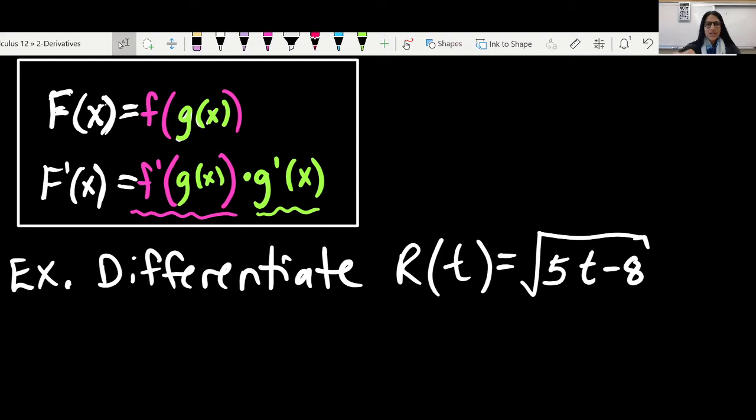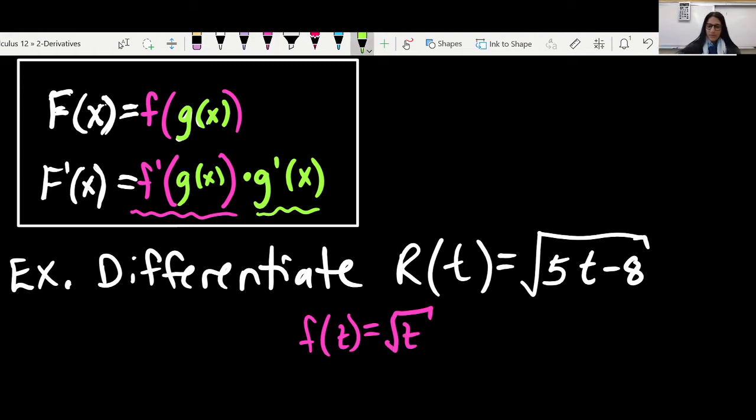So in this first example it says differentiate, and we have r of t equals root 5t minus 8. The first thing I want to do is, again, I like to do the whole organization approach. So I'm going to say that my f of t, my outer function, so think outside and then work our way in, would be a root or a radical function. So I'm going to make it just root t.